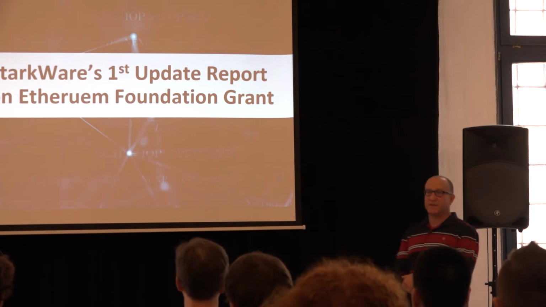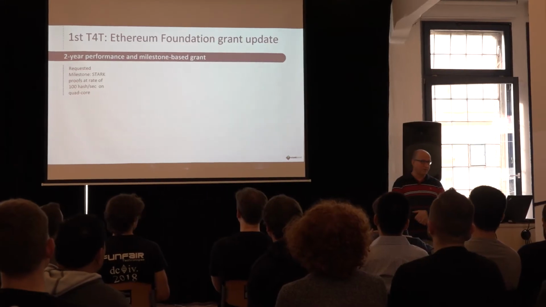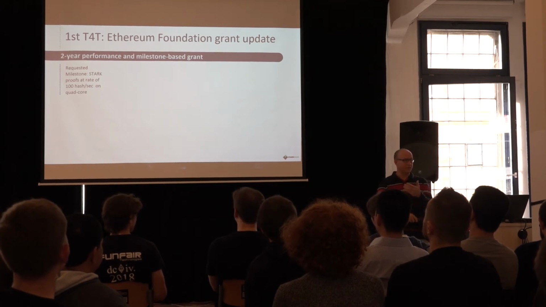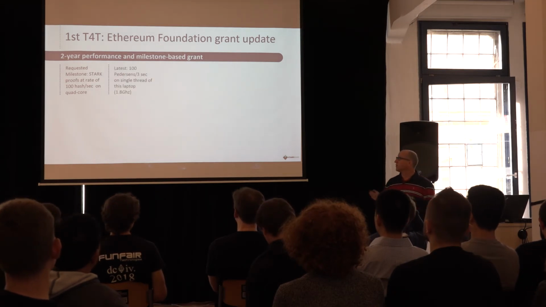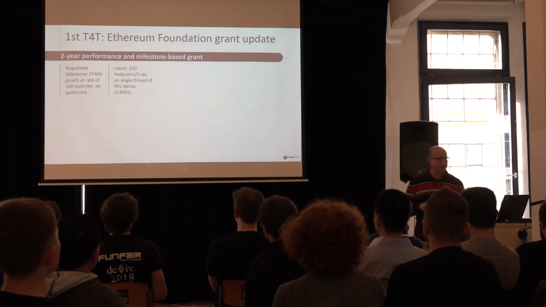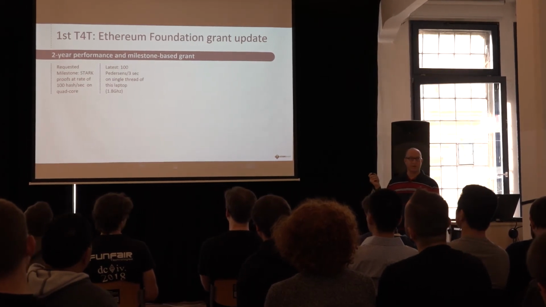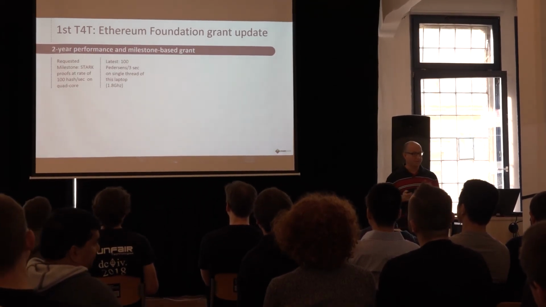So the first project that we received is this very considerable grant from the Ethereum Foundation that we're very grateful for. And it's a 2-year performance and milestone-based grant, and I just want to report on an update. So the main deliverable that we should reach, according to this grant, is the ability to run a Stark proof at a rate of 100 hashes per second on a quad-core machine. And if you go back to the numbers we showed you, on this particular laptop, which isn't the fastest of them, on a single core, we're already running at 100 Pedersens for 3 seconds. So we're not very far, 6 months out from the beginning of the project, we're not very far from delivering on the main milestone we were requested for.